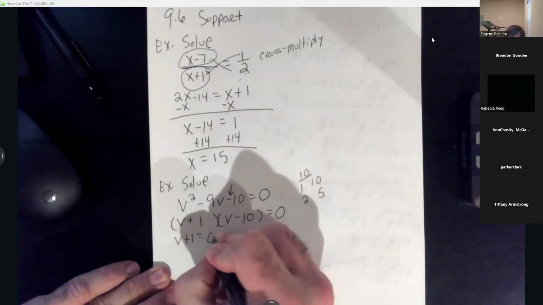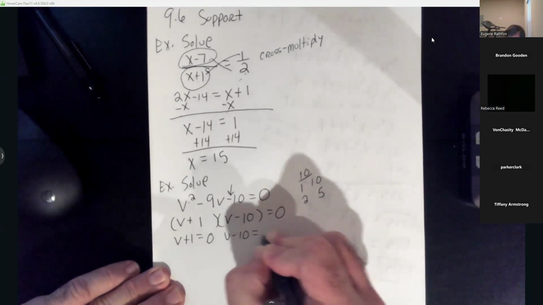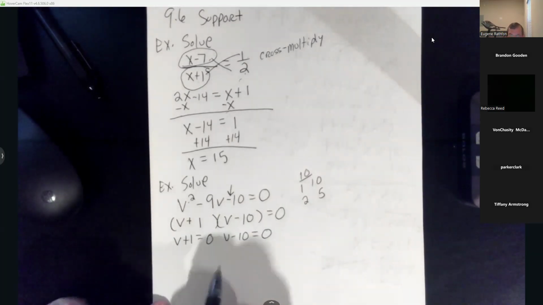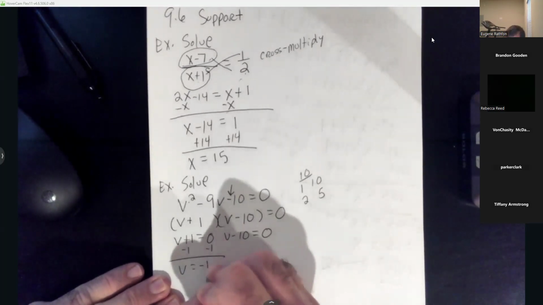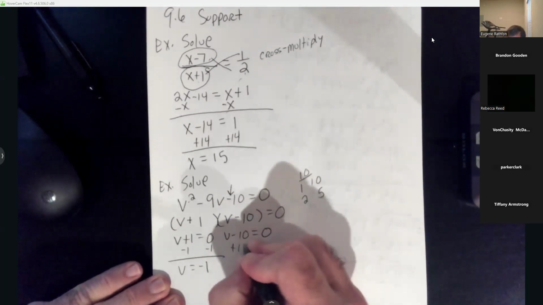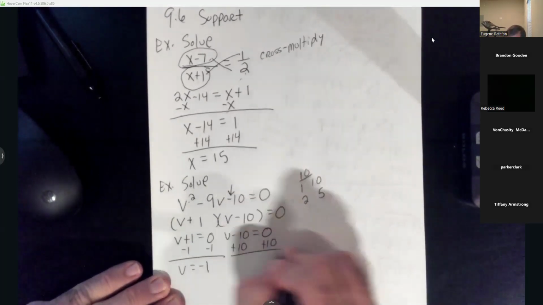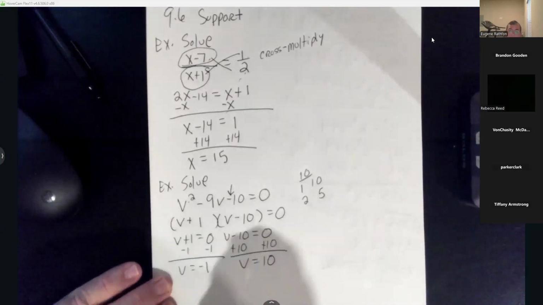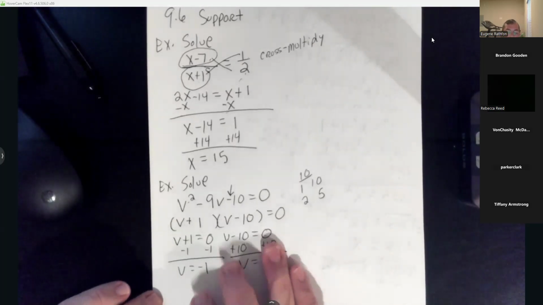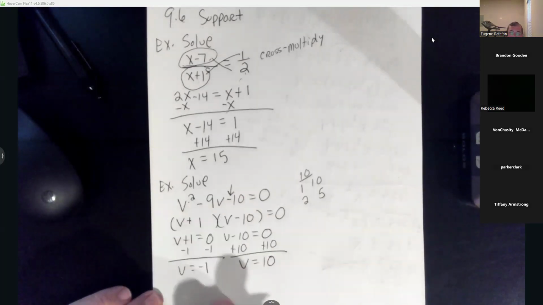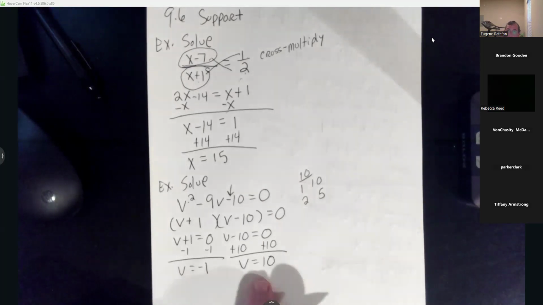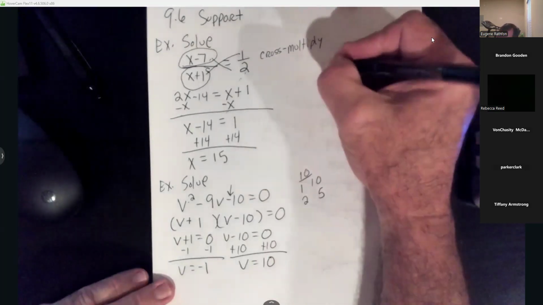All right, and I set both these equal to 0. So here, I would subtract 1. I get v is -1. And then here, add 10. And I get v equals 10. Now remember, this is support, so you can keep both answers, okay? Since this is not a logarithm equation, you got to keep both answers on your support, okay?